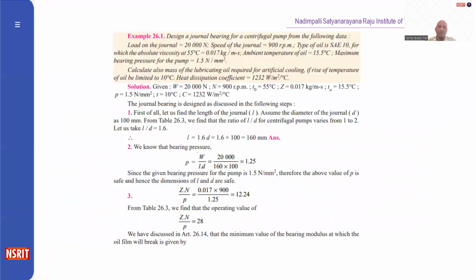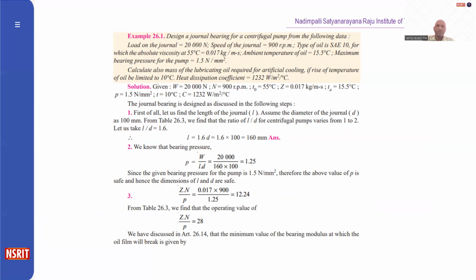Okay. First problem: design a journal bearing for a centrifugal pump from the following data. Load on the journal is equal to 20,000 newtons. Speed of the journal is equal to 900 rpm. Type of oil is SAE10, for which absolute viscosity at 55 degrees centigrade is equal to 0.017 kg per meter second. Ambient temperature of oil is equal to 15.5 degrees centigrade.